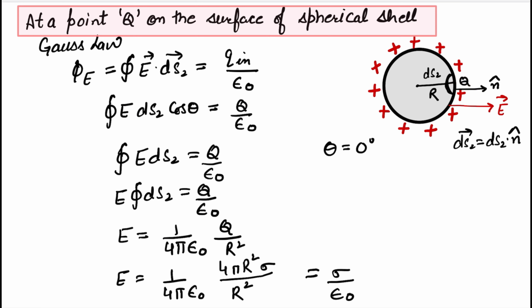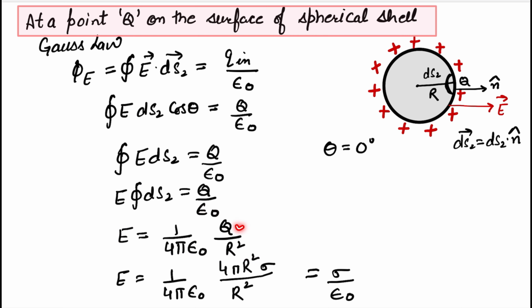The things remain same. We choose the area element dS2, n cap, and electric field E has the same direction. So when we apply Gauss law, then theta is equal to 0 degree and the integral is E dS2. We take E common and the integration is left over dS2 only. On the other side, the q in will be replaced by capital Q, the total charge on the spherical shell. On rearranging the terms, we get this expression, right?